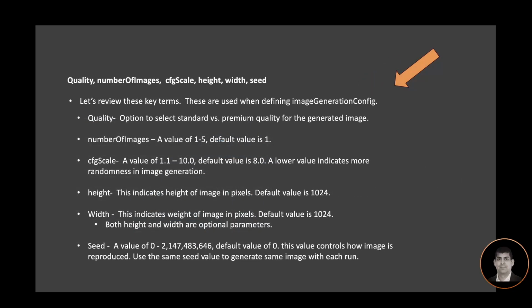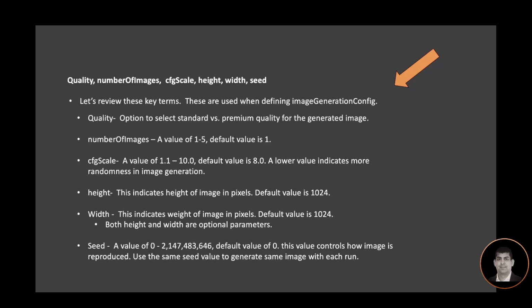Let's review a few key terms. These key terms are used when defining image generation config. Quality: we have an option to select standard versus premium quality for the generated image. Number of images is a value of 1 through 5. Default value is 1. There is also another parameter, CFG scale, a value of 1.1 through 10.0. Default value is 8.0. A lower value indicates more randomness in image generation.